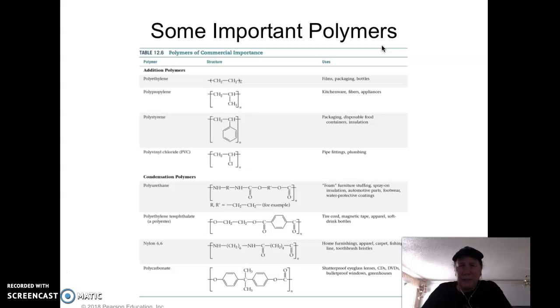Here we have polyethylene, which is used in films, polypropylene, used in kitchenware, and polystyrene, worst stuff ever. This is the stuff your disposable coffee cups are made of. The thing to remember about polystyrene is it never ever breaks down when you throw it into a landfill, so it's not a good thing to use. In fast food restaurants they used to put all their hamburgers in polystyrene until people said, hey, you're filling up the landfills with that junk. That's why they now wrap them in paper. So these are addition polymers: polyethylene, polypropylene, polystyrene, PVC. You guys know what PVC pipe is, right?